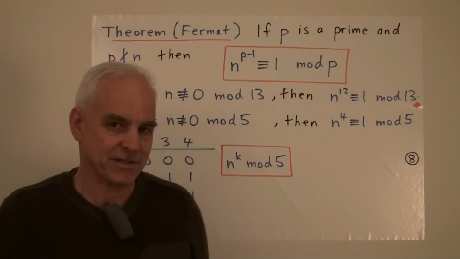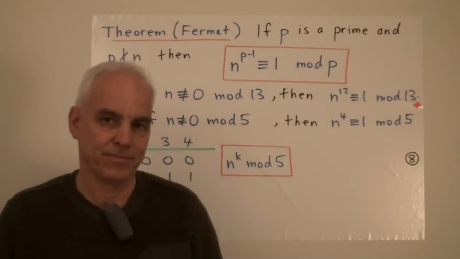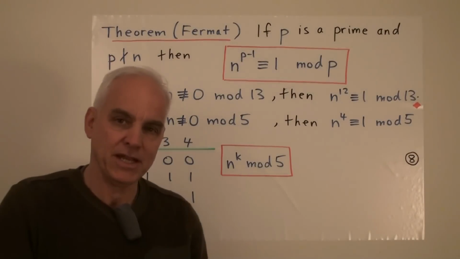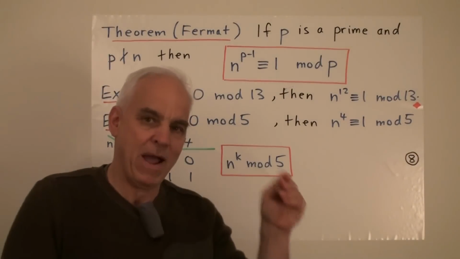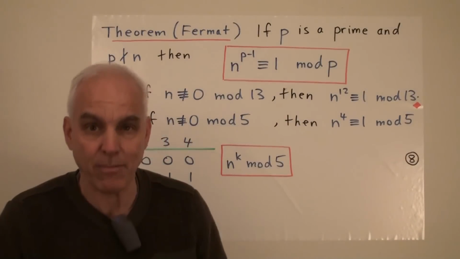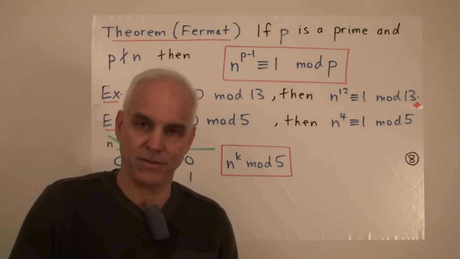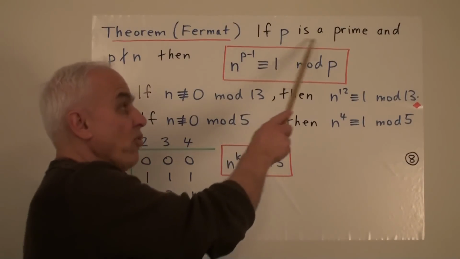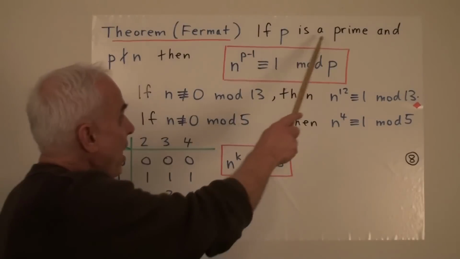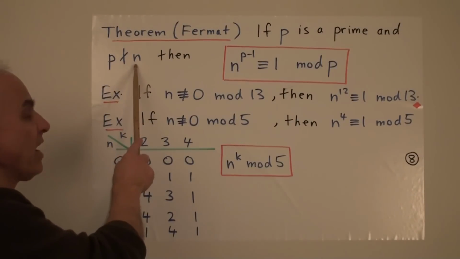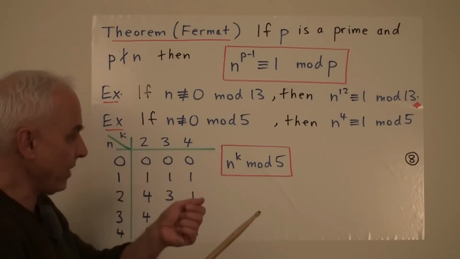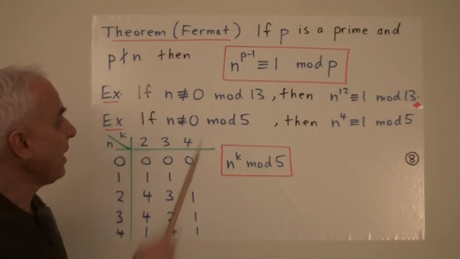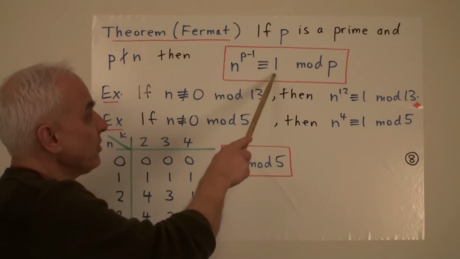So here is Pierre Fermat's lovely observation or theorem. It's a direct generalization of the fact that we saw that mod 13, the 12th power of all the numbers, at least all the non-zero numbers, were all congruent to 1 mod 13. It's a very direct generalization of that observation. So the statement is that if p is a prime, that's the crucial thing, p is a prime number, and p does not divide n, so we have some other number n which is not divisible by p, then n to the p minus 1 is congruent to 1 mod p.